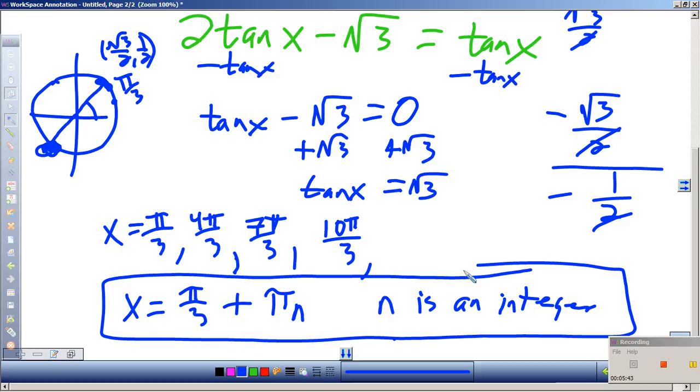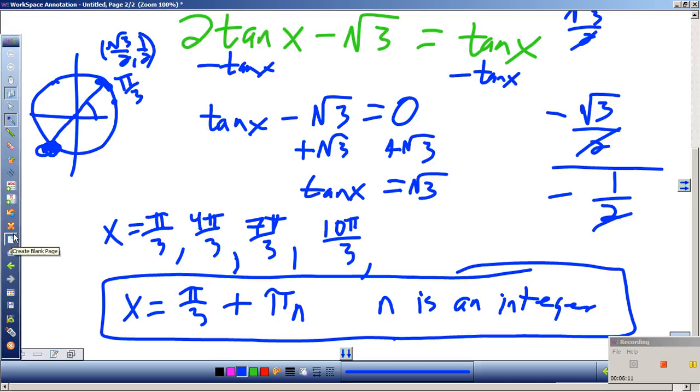So we found pi over 3, and we know tangent repeats every pi, so we can keep going. What if we were doing sine or cosine, what would we have to do? How often do sine and cosine repeat? No, not pi over 2. What's the period of sine and cosine? 2 pi. Yeah. So they would repeat every 2 pi.